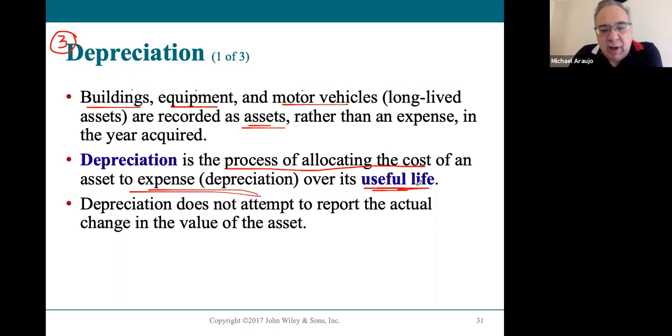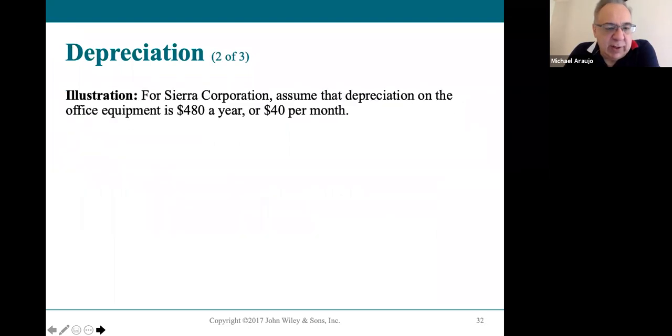And so more on this in chapter 9 for sure. So we can allocate a portion of the cost to something called depreciation expense. Okay. And again, every month, every quarter, every year, we're going to see this. So in this case, it works a little bit different than the other expenses that you just saw.